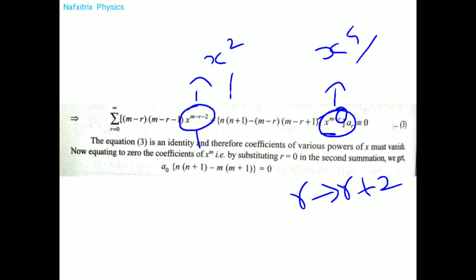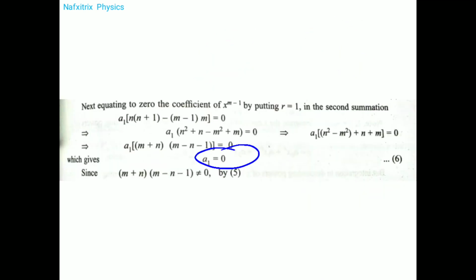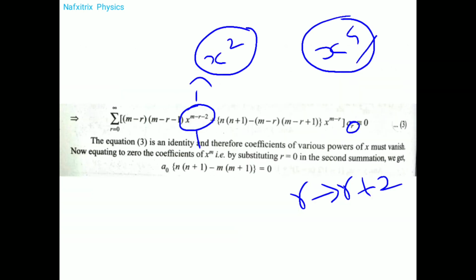So there is a lot of difference. Here you can see, one is x power 4 and another one is x square, for the understanding. Hence here we need to replace r with r plus 2. So based on this example, what we will get is Ar becomes Ar plus 2. So hence we are having Ar plus 2 here. That is why we are having it like this.